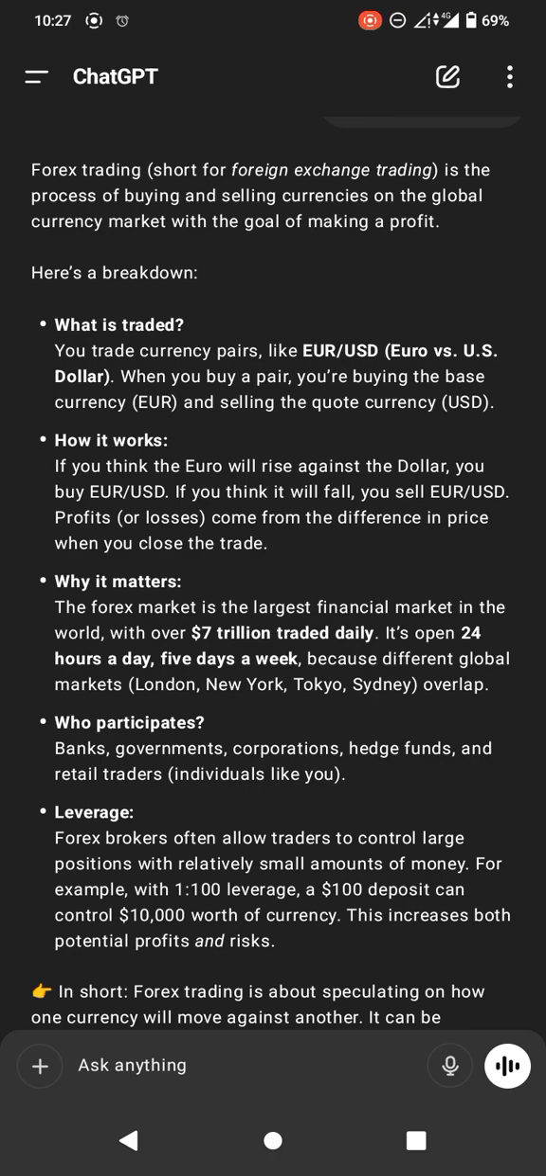Selling your dollar at the same time. Understand? So you are selling your dollars to buy the euro. Now, how do you make profit from it?